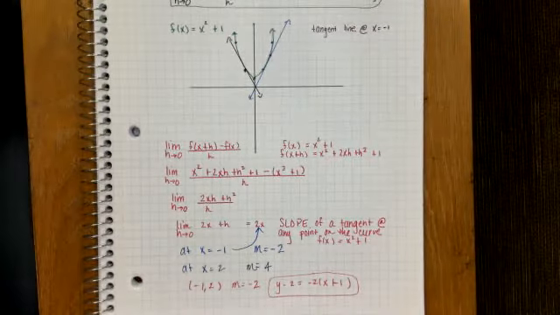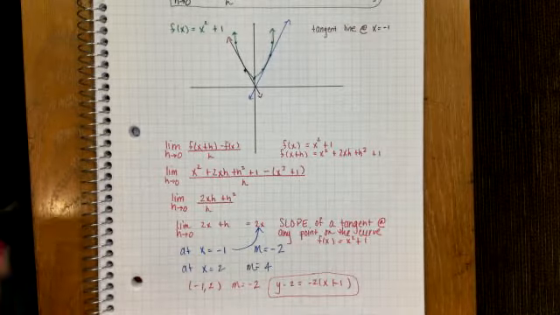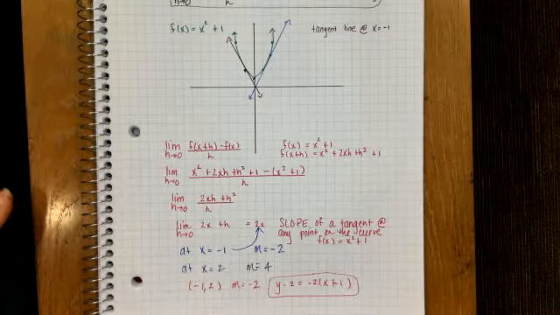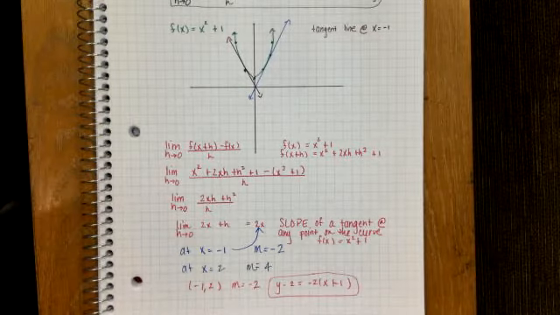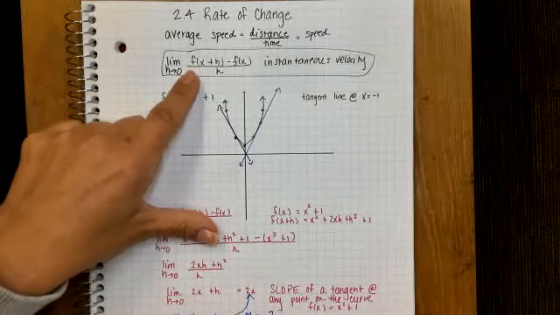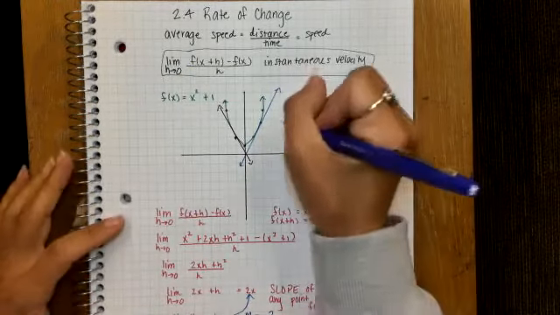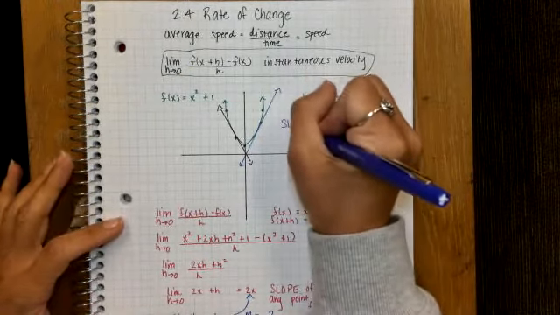Now this is going to sound a little funky, but instead of saying the slope of the tangent, we call it the slope of the curve. So this is instantaneous velocity. It is also referred to as the slope of the curve.